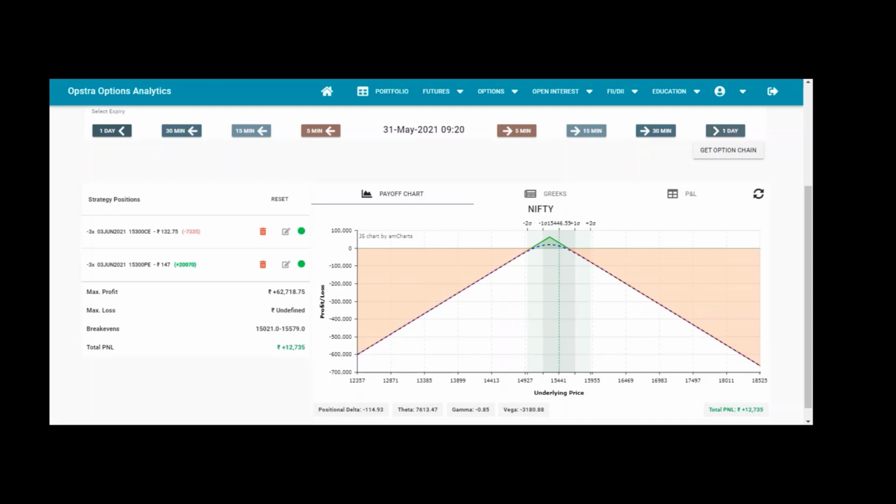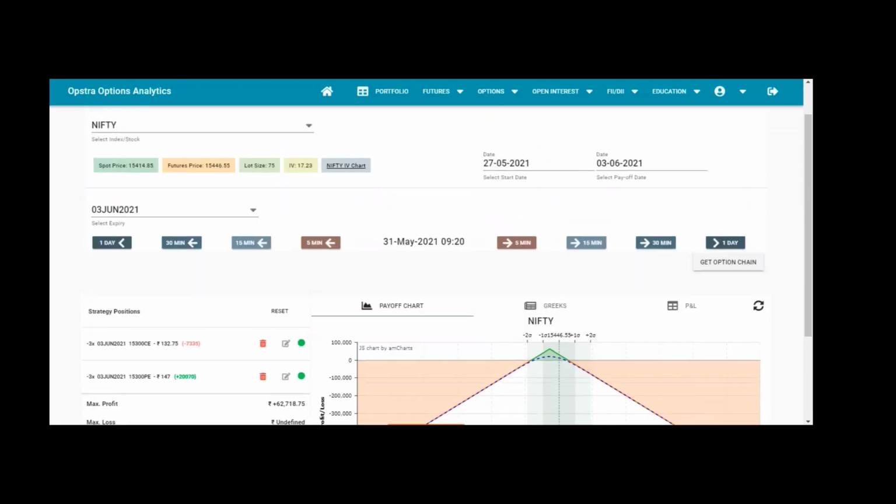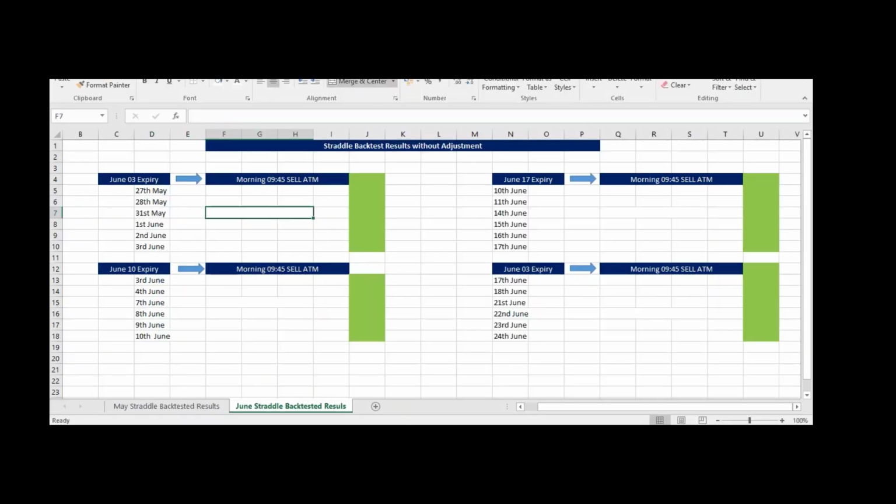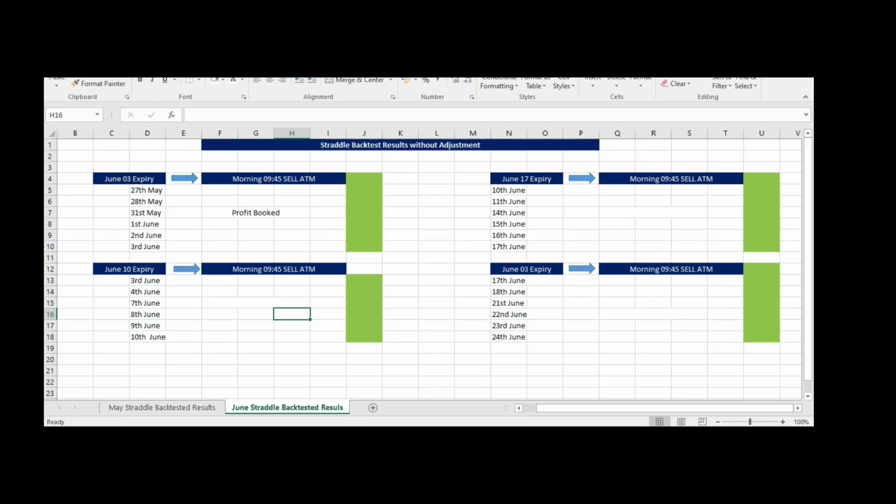So let me click on 1 day. On the very next day, we are in the profit of 12,735. But once we get the 10,000, we will exit, right? So our 3rd June expiry, we book the profit on 31st May. So now let's implement the same thing for the June 10th expiry.